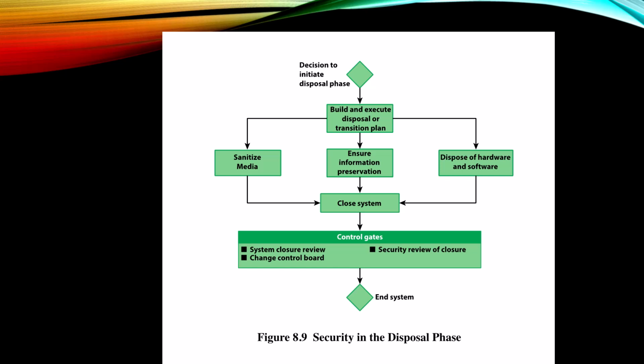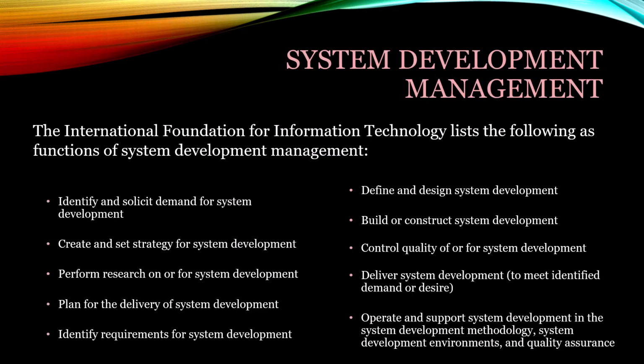System development management will identify and solicit demands for the development, the strategy outline, the project scope, all of that. So there are international foundations for defining the functions of management of systems from the entire process. Strategy, research, delivery, requirements, scope, build, design, control, deliver, operate, maintain, all are key areas for system deployment management. That includes things like ownership, inventory, terminology, metrics, transparency, standards, and best practices.